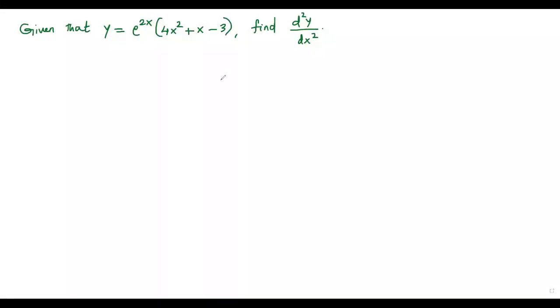Here we have a problem on derivative. Okay, let's go with the information. Given that y equals e to the power of 2x times (4x² + 2x − 3), find d²y/dx². There is a function given over here, and we have to find d²y/dx². That is, we have to find the second order derivative.